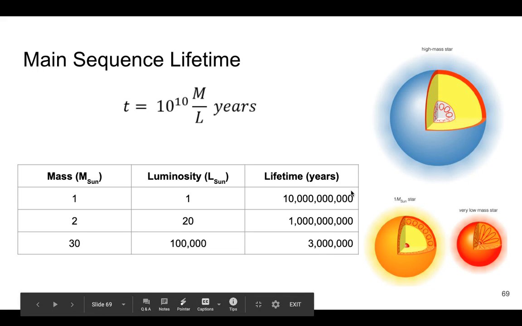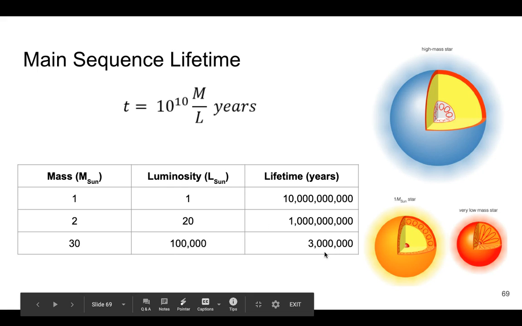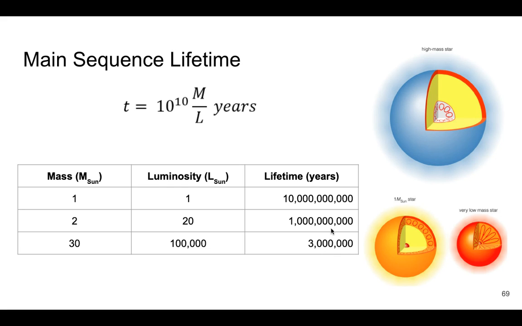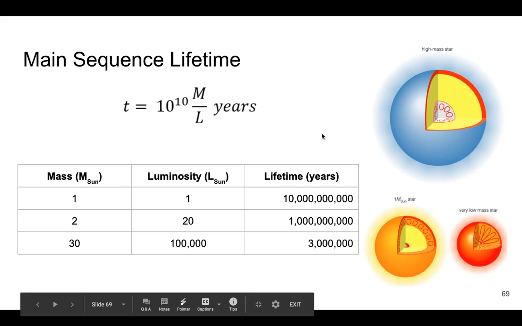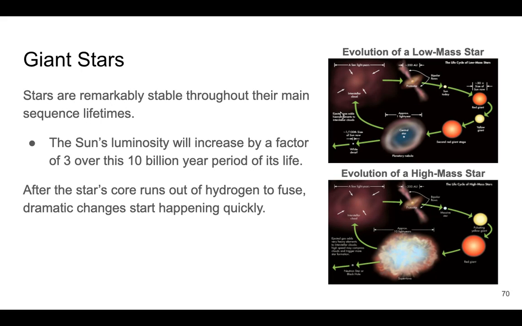So I justified this column of the table. This more massive star will live for 3 million years. A star like Sirius will live for 1,000 million years, and a star like the sun will live for 10,000 million years. So, math-wise, 10,000 and 1,000 are both much bigger numbers than 3. So lower mass stars live for a really long time, and if I had one for an even lower mass star, it would live much longer than the sun. So that's the main sequence lifetime.